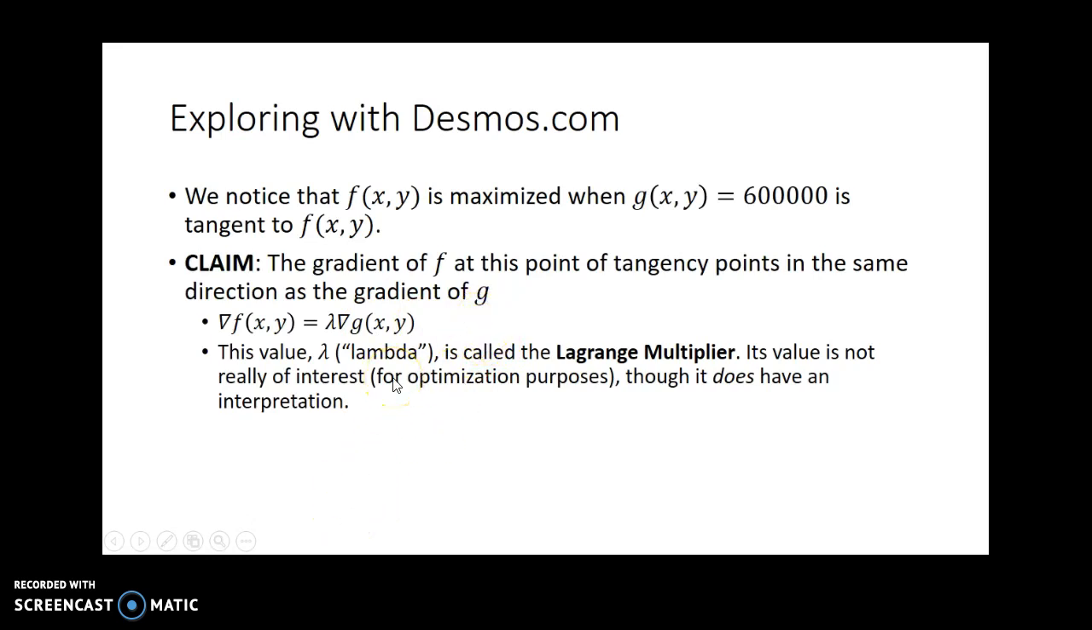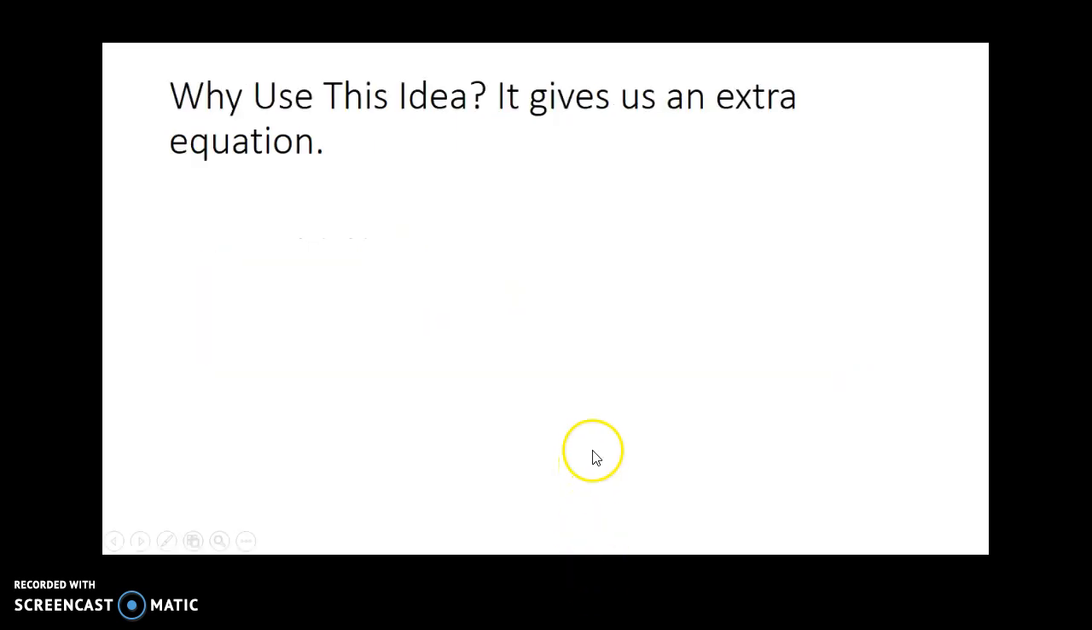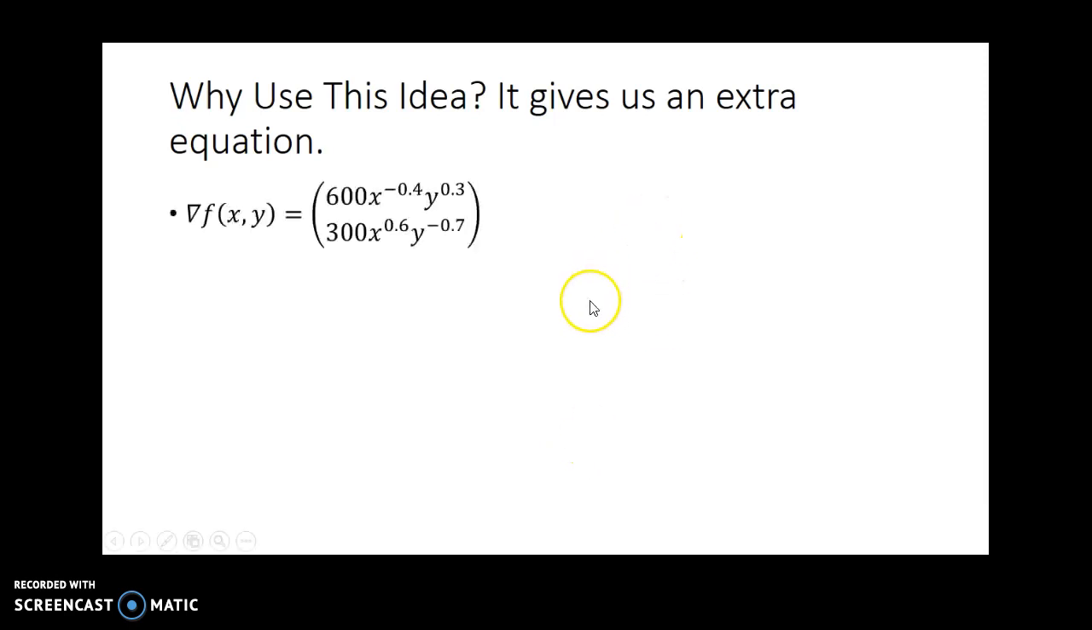Its value is really not of interest. You can explore what it means from a practical perspective, and it's pretty interesting. It does have an interpretation, but we're not going to actually work to find the value. It's just an intermediate step in allowing us with our computations. So why do we want to use this idea? Well, it gives us an extra equation to work with that we didn't have before, and the whole purpose of what we're doing here is that we have multiple equations with multiple unknowns, and we want to be able to find these unknowns to suit our constraint.